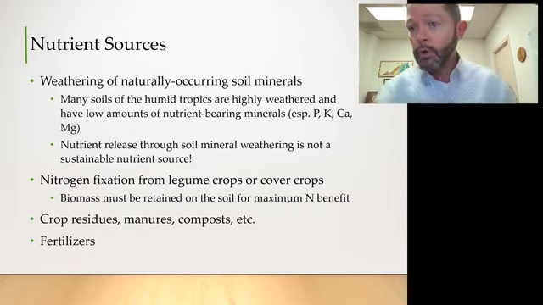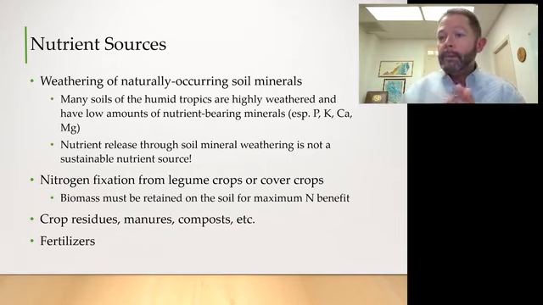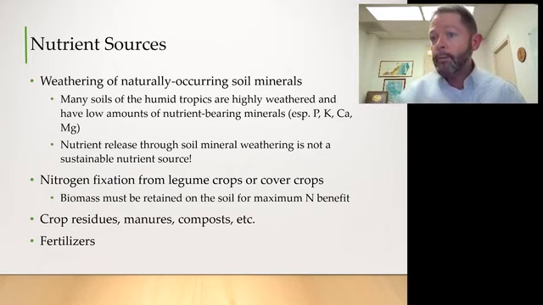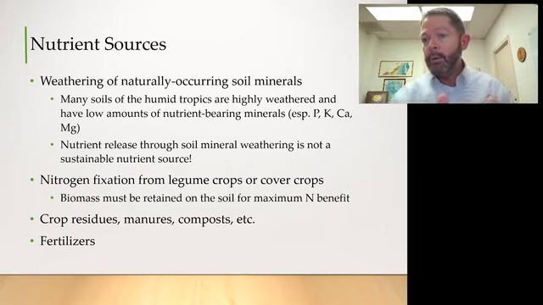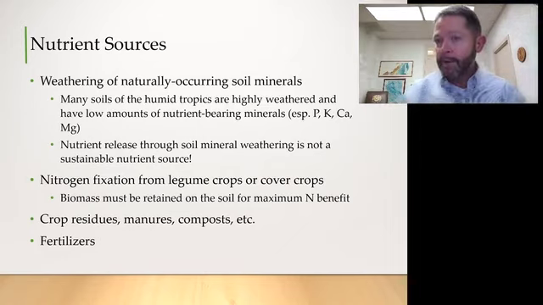Nitrogen fixation from legume crops or cover crops is another source of nutrients. That, of course, comes only with certain kinds of plants, legumes, which may be cash crops, cover crops, what we call green manure crops. But the biomass has to be kept on the soil for maximum nitrogen benefit. If the above ground biomass is removed and, say, fed to livestock, you don't get that nitrogen benefit back to the soil. Crop residues, manures, and composts can be sources of nutrients, as of course can fertilizers.